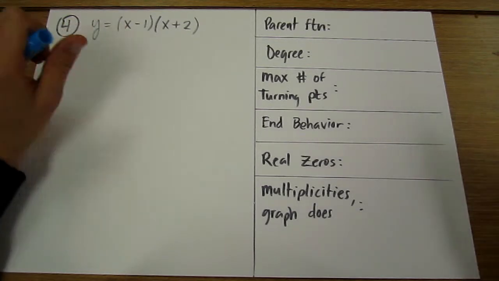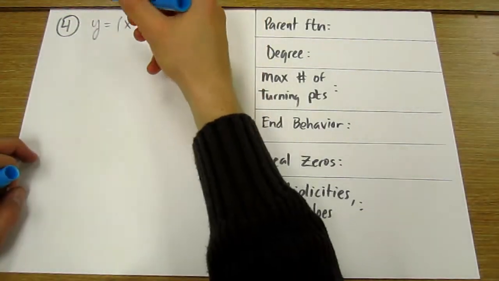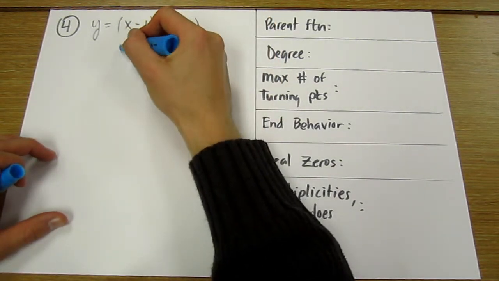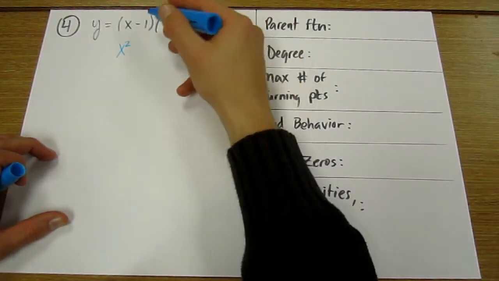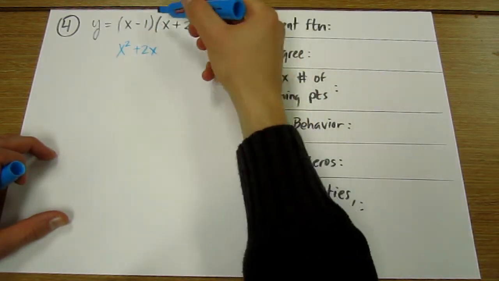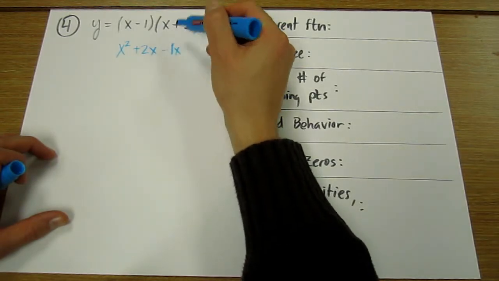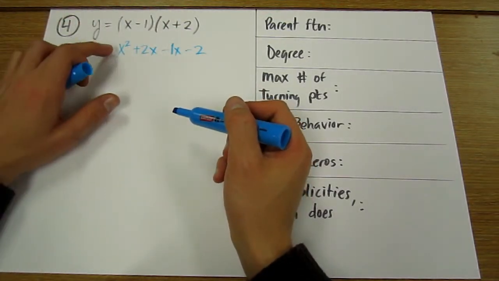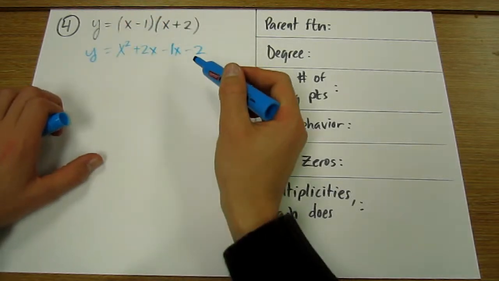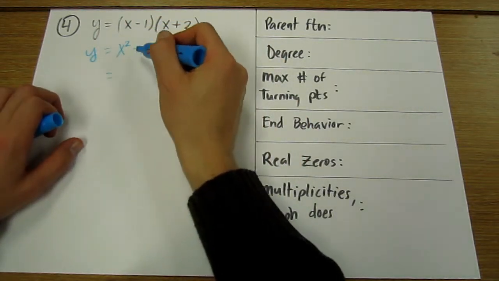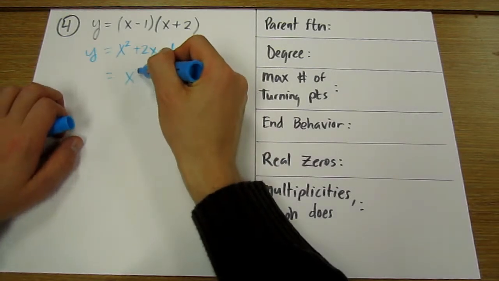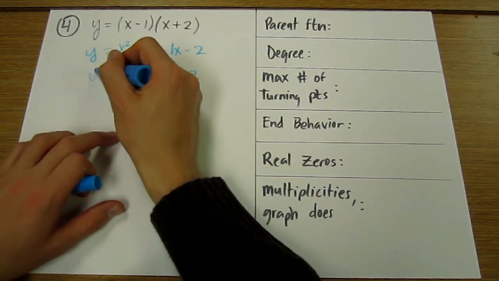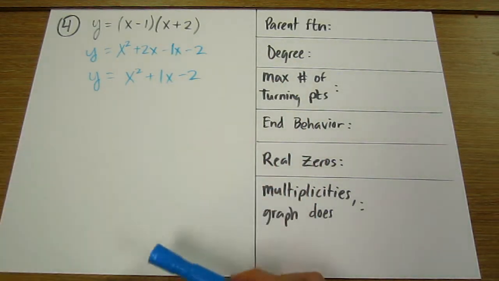If we were to expand this out, double distribute, FOIL, whatever you want to call it, that is going to get us into our expanded form. So if we take x times x, that is x squared. If we take x times 2, that's plus 2x. And then negative 1 times x is minus 1x. Negative 1 times 2 is minus 2. So all I did was FOIL this. Can we combine like terms? You betcha. So I'm going to take my 2x and subtract 1x. So that'll leave x squared plus 1x and then minus 2. And so this right here is the expanded form.